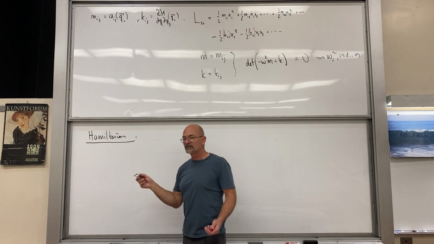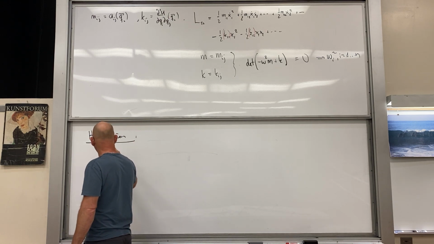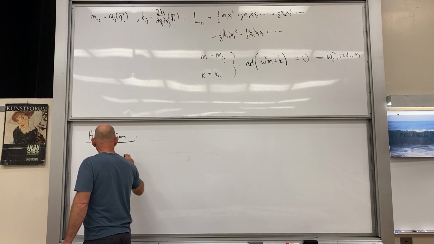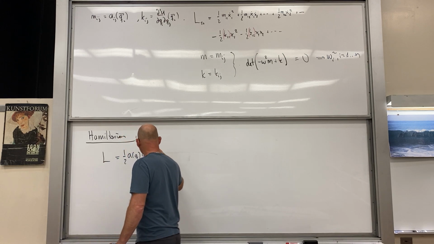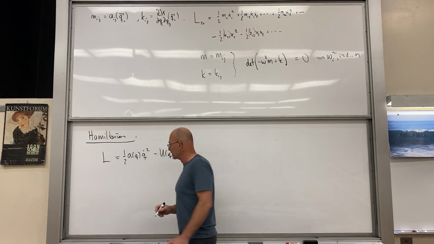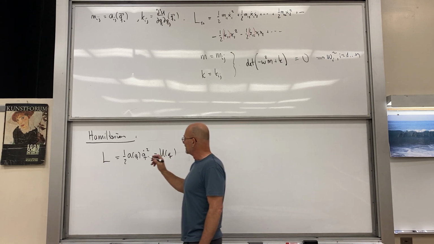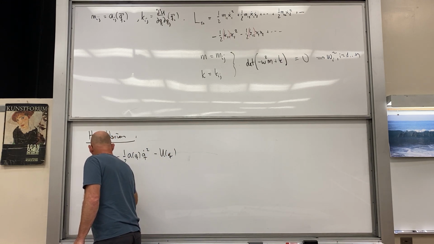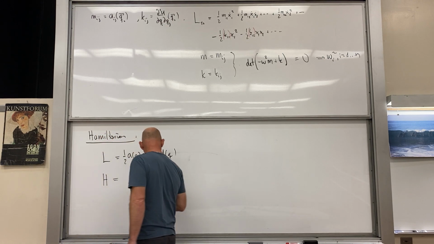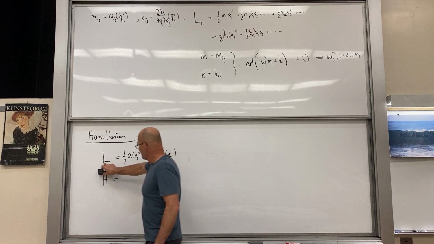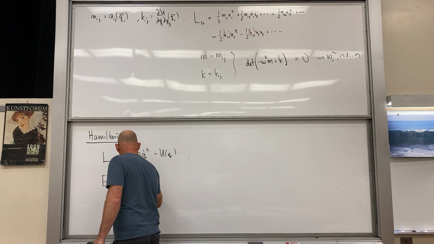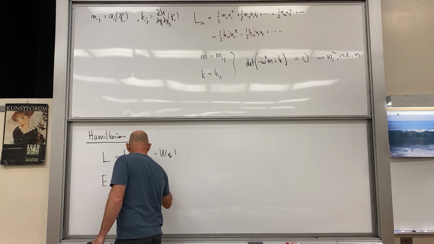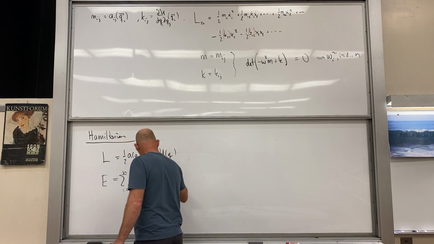I'll just remind you, with 1 degree of freedom, you could have L equals 1/2 A of Q times Q dot squared minus U of Q. So what would the Hamiltonian H be? We'll do it in 2 steps. Our energy is the sum over i equals 1 to n of dL/dQ dot i times Q dot i, minus the original L.